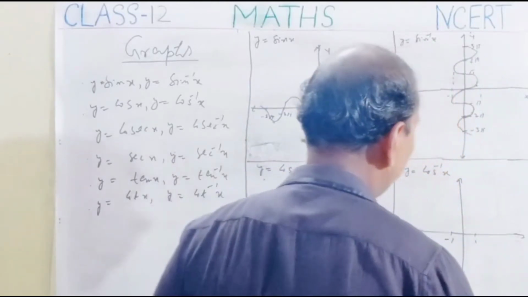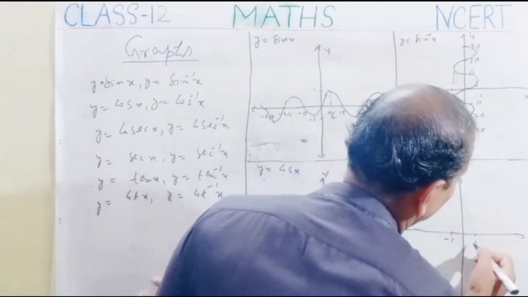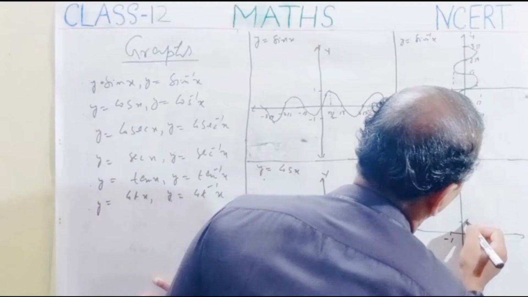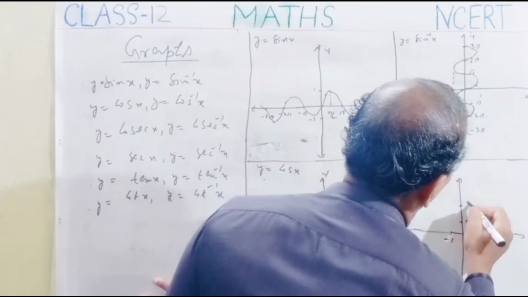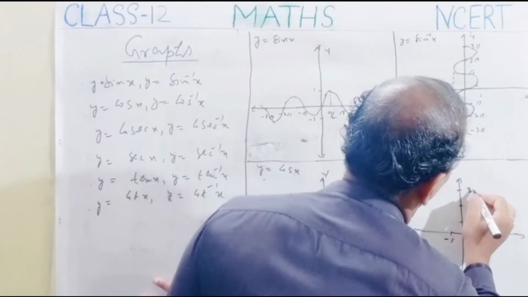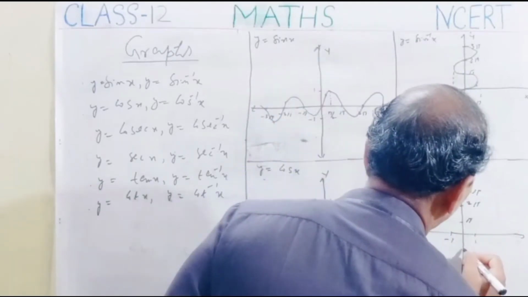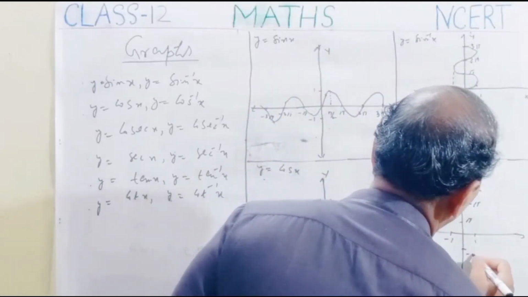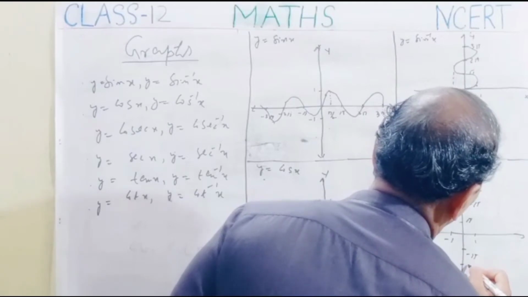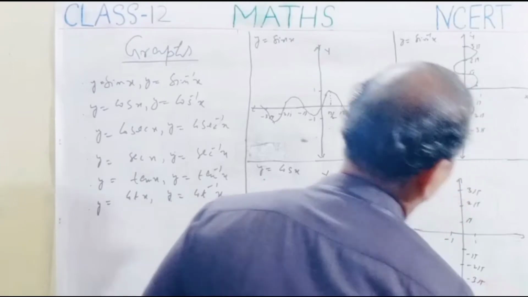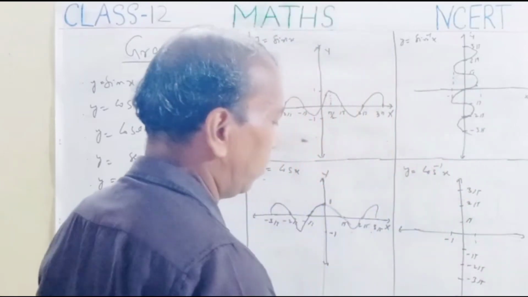Then at this point, this is 1, this is minus 1. So this is, let's suppose, your pi. Here it is 2 pi. Here it is your 3 pi. Then at this point this will be how much? This will be your minus pi. Here it is minus 2 pi, and then minus 3 pi. Values are 1 and minus 1.